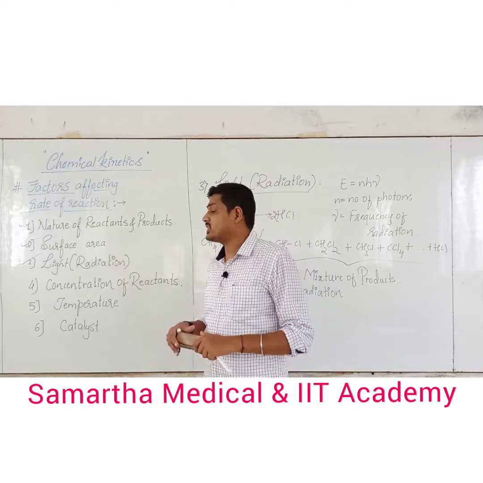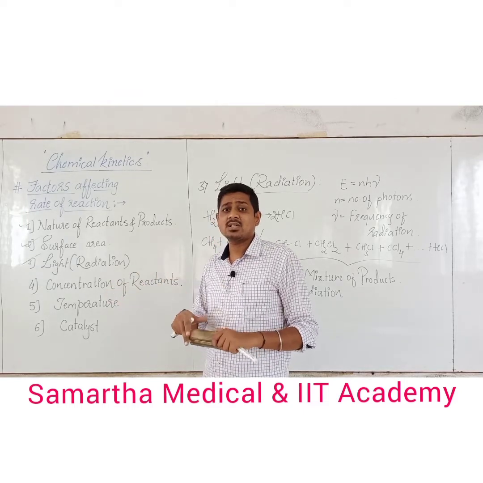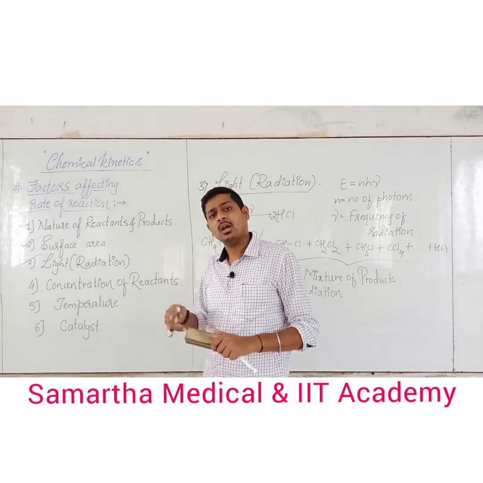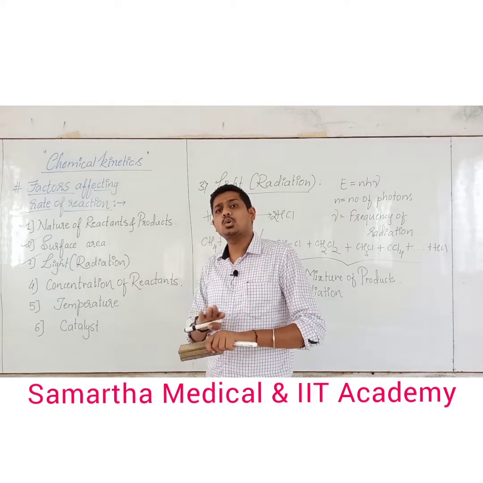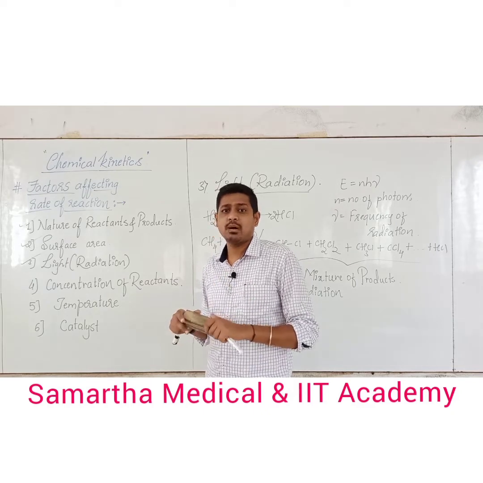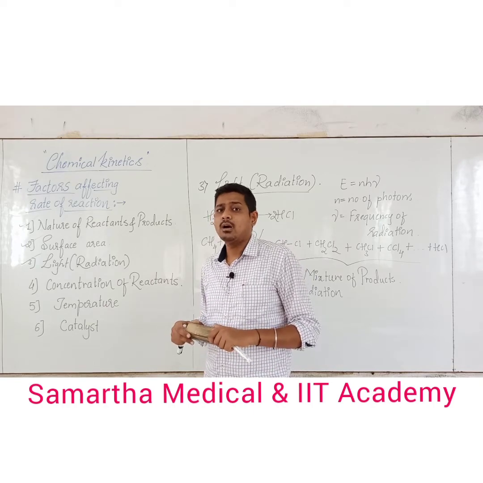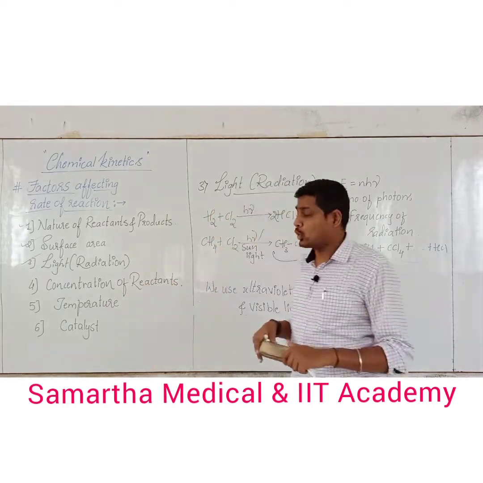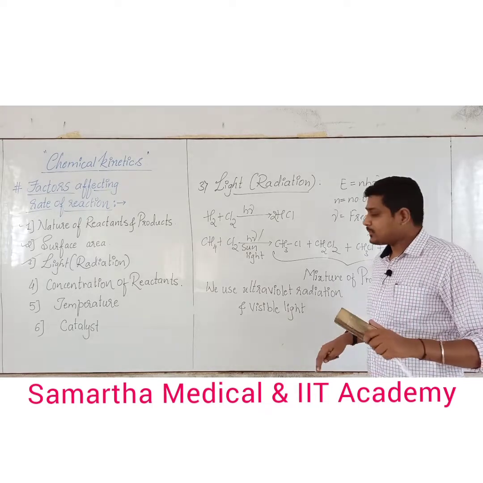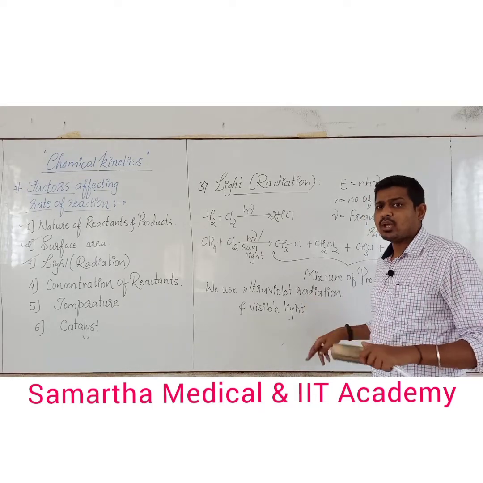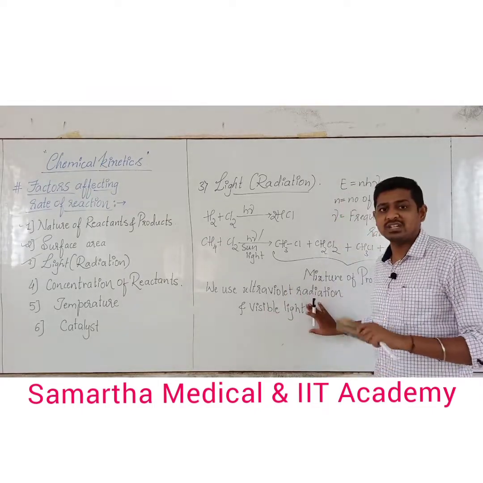The second one we have seen is the surface area. What we have concluded is that the larger the surface area of the reactants available for the reaction, the faster the reaction will be. Then the third one, that is light. What we have concluded is that not so many reactions are affected by light or radiations, but there are certain reactions which will take place in the presence of light or radiations, and we usually use ultraviolet radiation or visible light. Why are these used? Because the energy of these two radiations is almost equal to most of the bond energies. Therefore we usually use UV rays and visible rays.